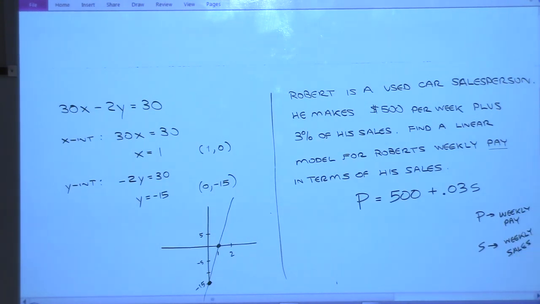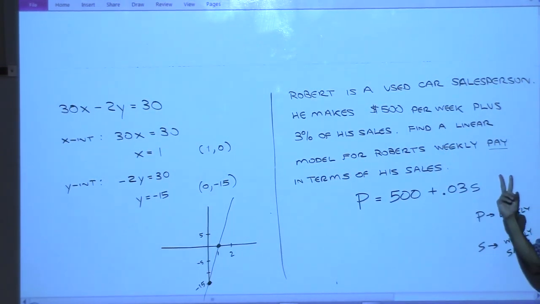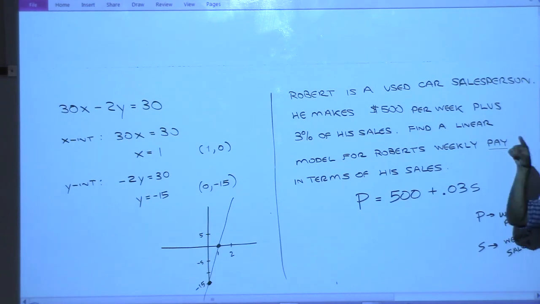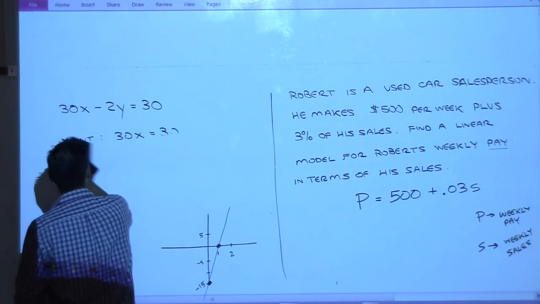Okay? So this is a model of how much I make, right? If I sell nothing, S is 0, then I make 500. But what if I sell $30,000 worth of cars? So what we're going to do is draw a model, because isn't this a linear equation with two variables? So we should be able to draw a line. So let's do that. So what am I going to find first?